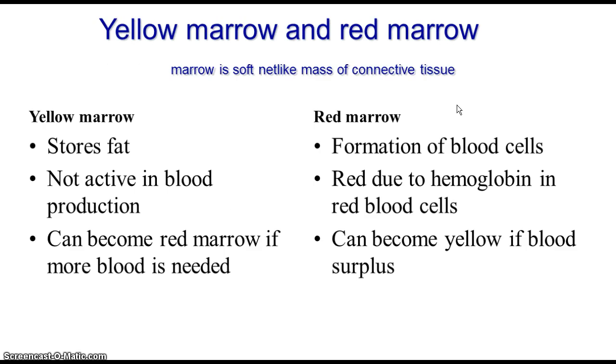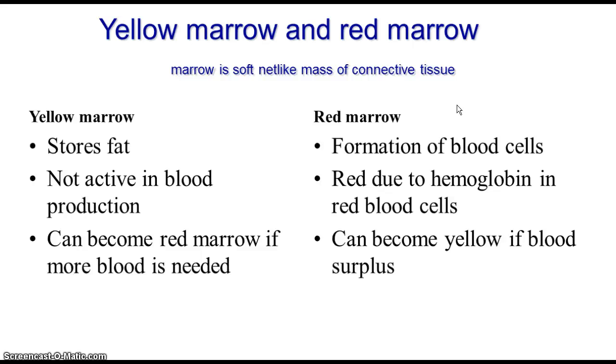Yellow bone marrow versus red marrow. The marrow is a soft net-like mass of connective tissue. The yellow marrow is there to store fat, while the red marrow is there for formation of blood cells. Yellow marrow is not active in blood production. The red for the red marrow is due to the hemoglobin, which is found in our red blood cells.